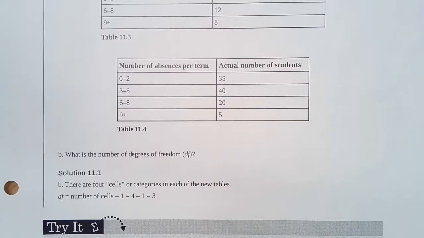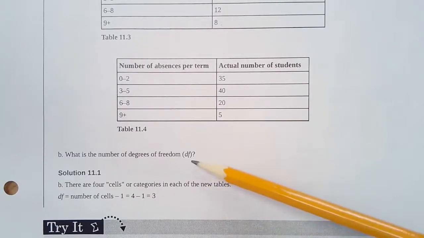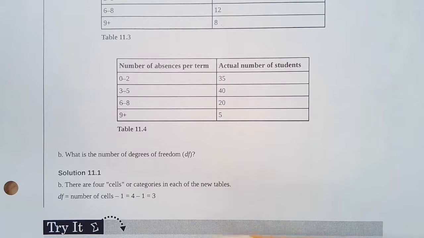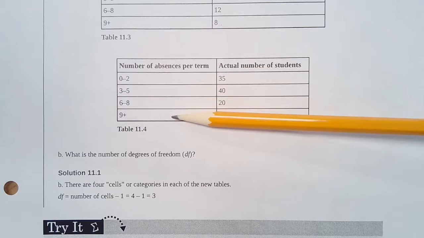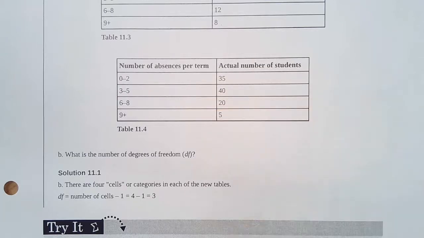All right, so as we take a look at this, to calculate our degrees of freedom, we do the number of categories minus 1. So we have 1, 2, 3, 4 categories. So it's going to be 4 minus 1. So our degrees of freedom on this one are going to be 3.